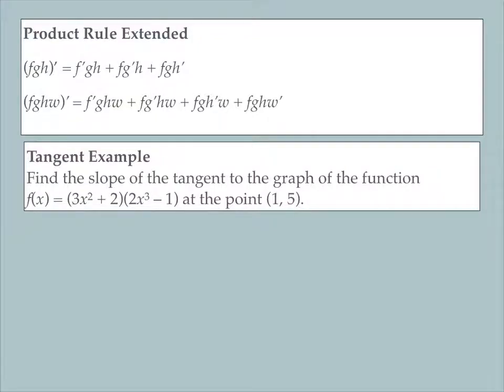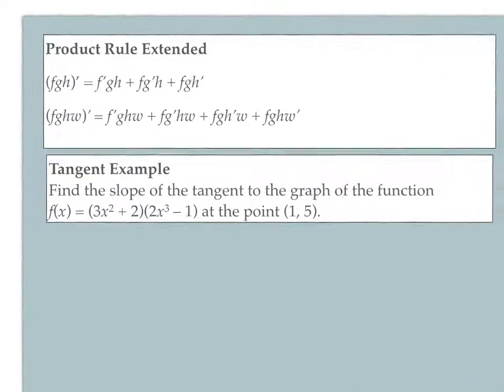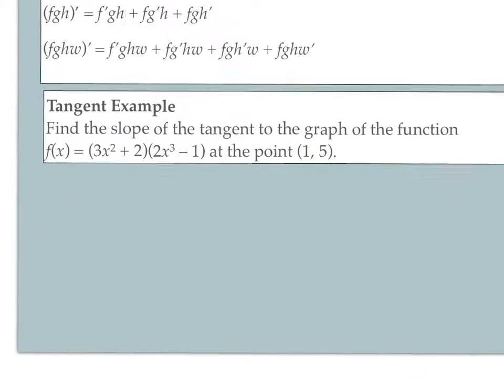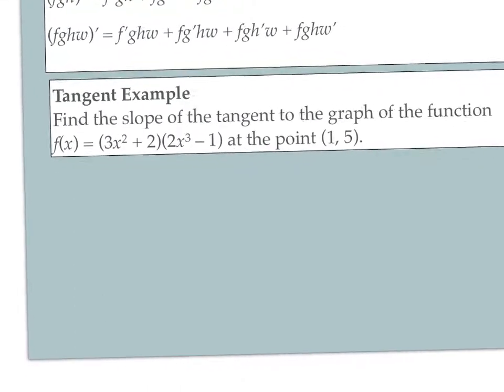If you have 3 or 4 things multiplying together, the rule continues. So if you have 3 things, you do the derivative of the first times the other 2, plus the derivative of the second times the other 2, plus the derivative of the third times the other 2. You don't have to do that very often. Let's just do one example where we actually use this information for something.